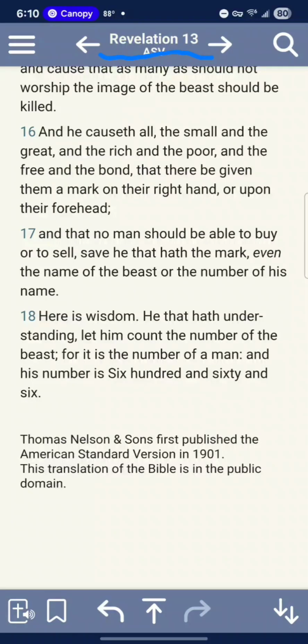Chazun, or Revelation 13:17, and that 18. I'm sorry, 18. Here is wisdom. He that hath understanding, let him count the number of the beast, for it is the number of a man, and his number is 666. Mashpaka, that is one understanding of the number. Let's get into more of it.